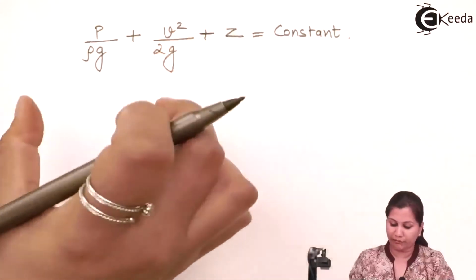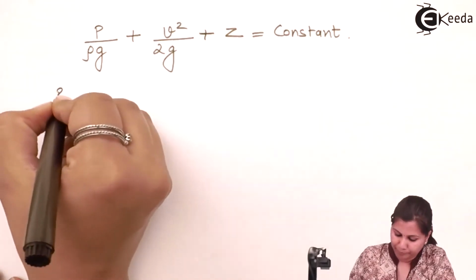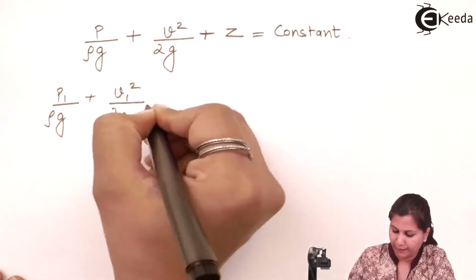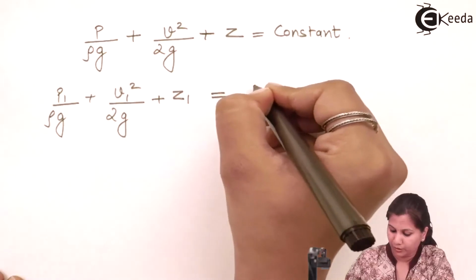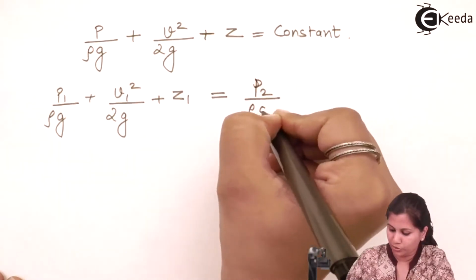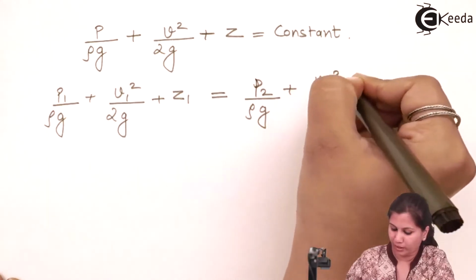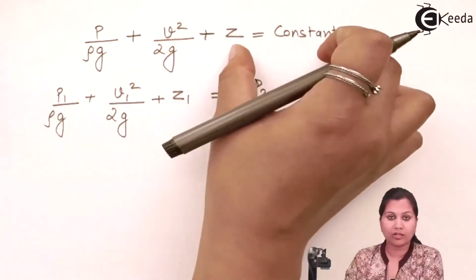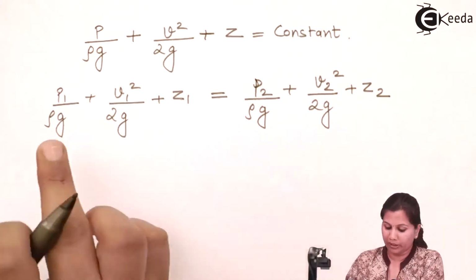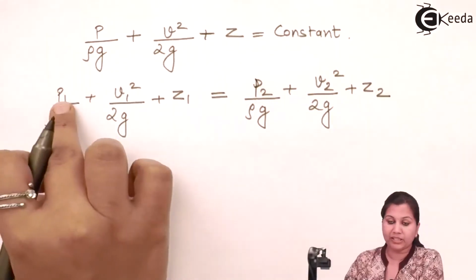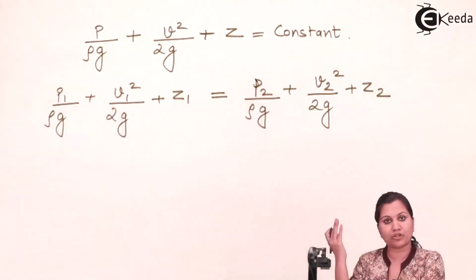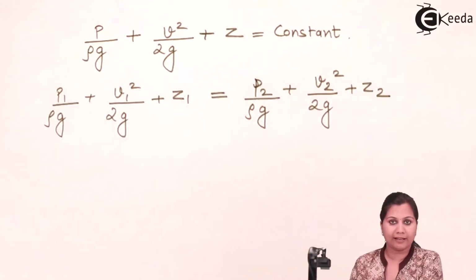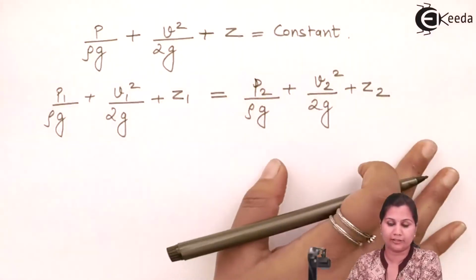So if we apply the same equation for section 1 and section 2, it will be P1 upon rho g plus V1 square upon 2g plus Z1 equals P2 upon rho g plus V2 square upon 2g plus Z2, because both are constant. Now rho is the density of the liquid, g is the acceleration due to gravity, P1 is the pressure in section 1, P2 is the pressure in section 2, V1 is the velocity in the converging part, V2 is the velocity in the diverging part, and Z1 and Z2 are the potential energies.